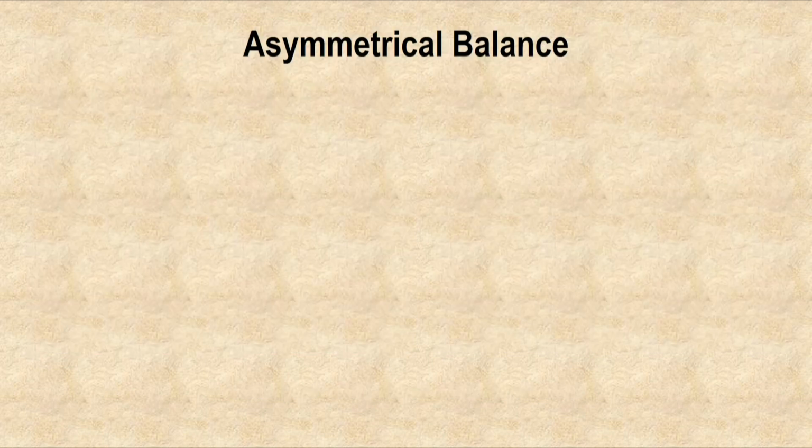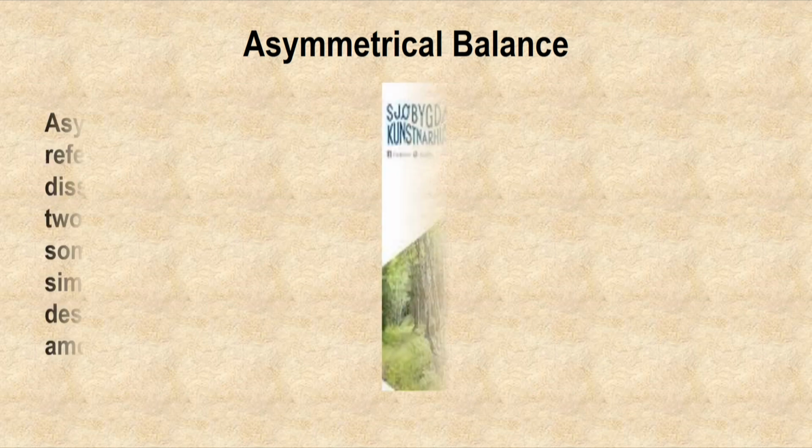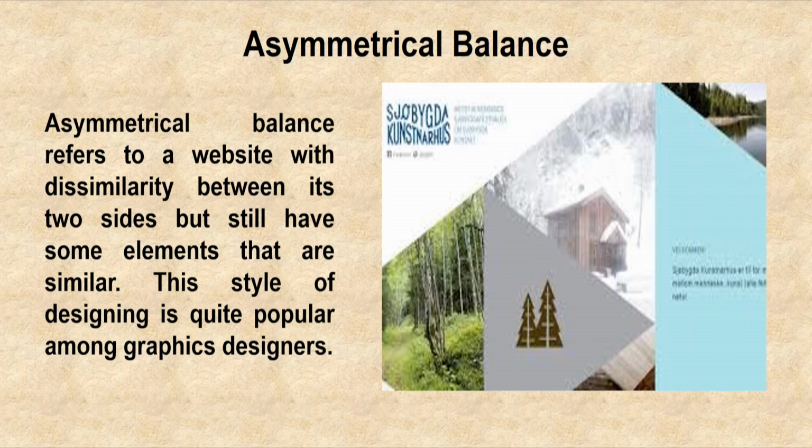The next kind of balance is asymmetrical balance. Asymmetrical balance refers to a website with dissimilarities between the two sides. In the given figure on this slide, we can see that the overall web page is designed in such a manner that different graphical elements don't seem to be balanced in the overall layout. These kinds of graphic elements are sometimes similar also. This style of designing is highly popular among graphic designers.